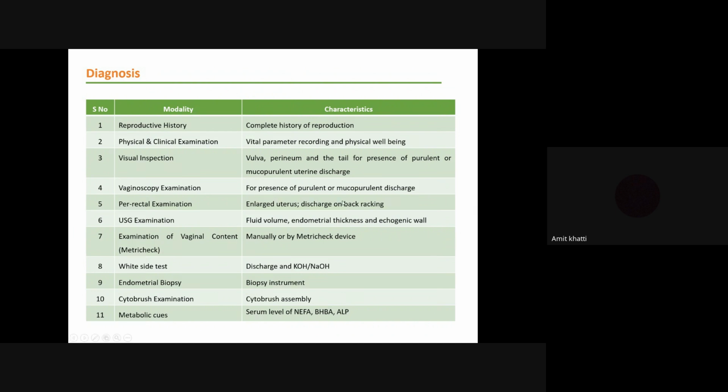Okay, and if we perform the back racking, obviously if any accumulation of fluid content is there, it will be evacuated through the vaginal opening. So we will be having the discharge after the back racking.